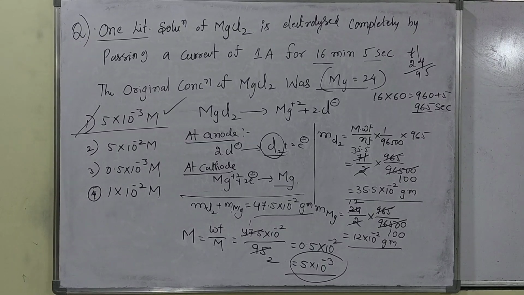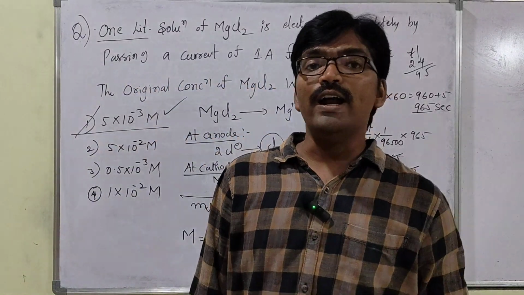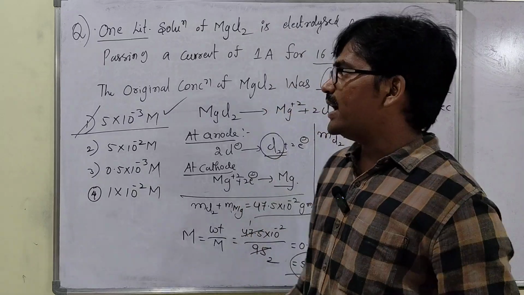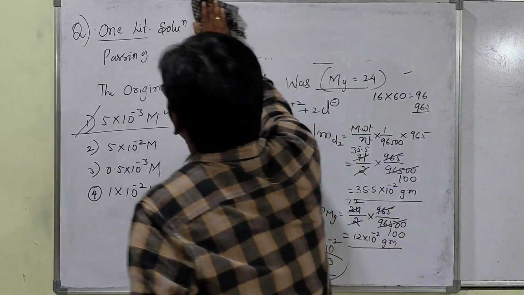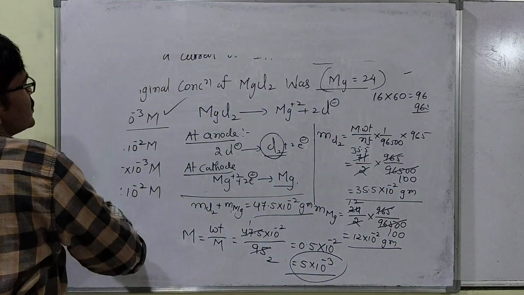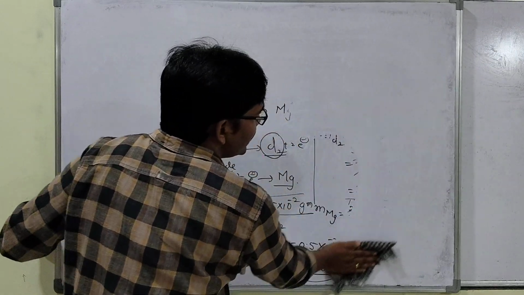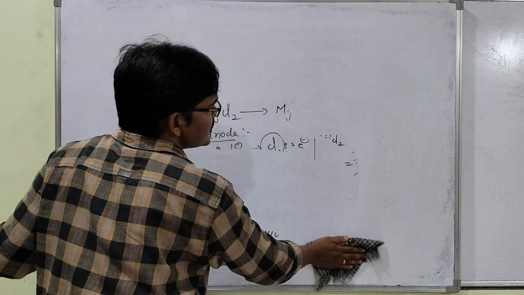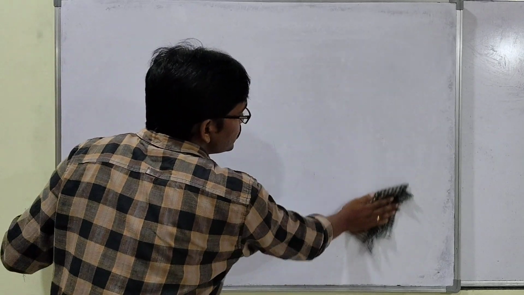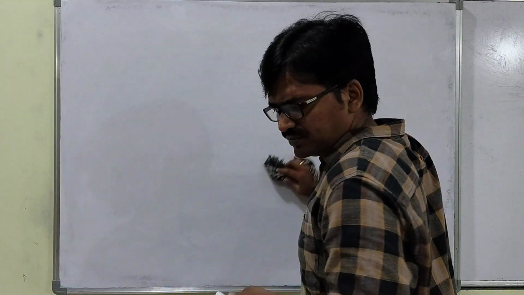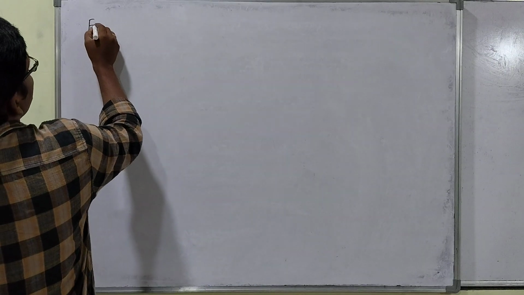Yes, clear? So we will see the next law, that is Faraday's second law. Faraday's first law we have discussed, right? Now Faraday's second law, and based on that we also have to discuss problems. In Faraday's first law, the amount of substance deposited or liberated is directly proportional to the quantity of current.